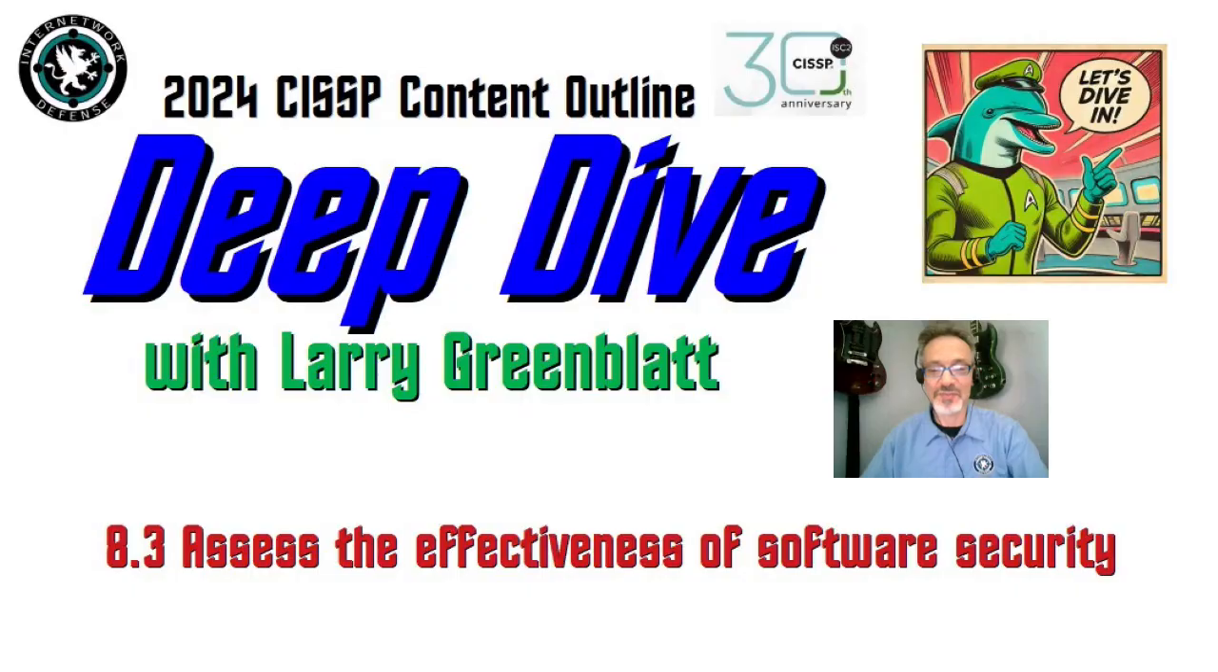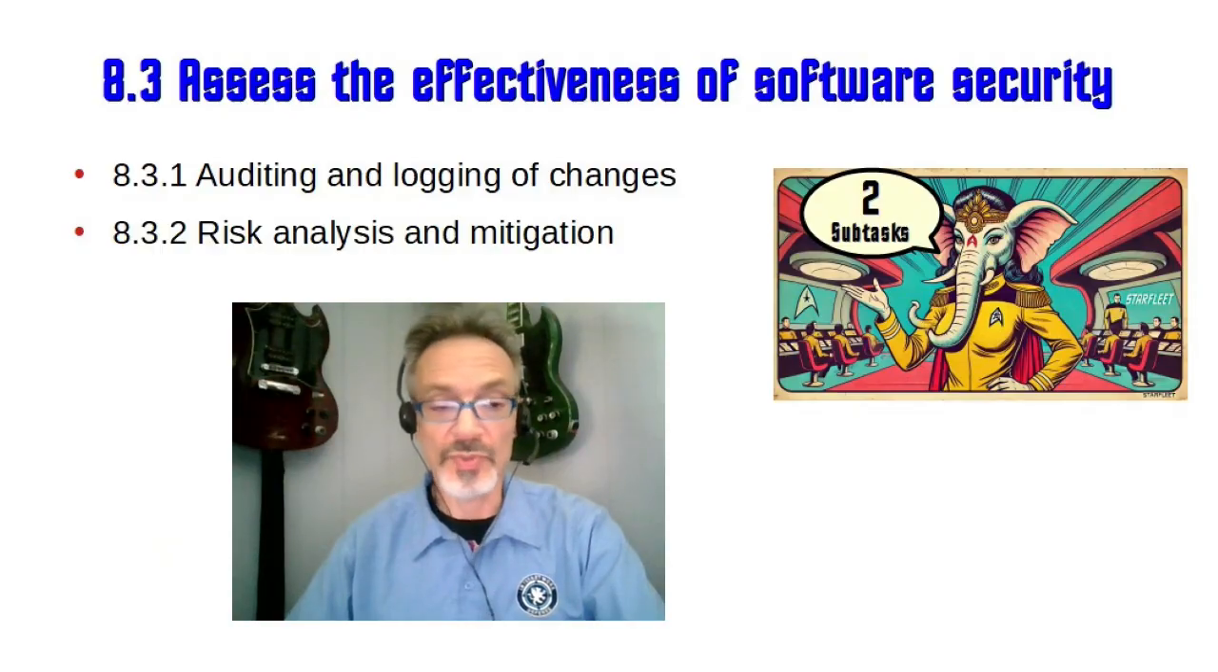Alright, let's move on. This task has two subtasks, which include 8.3.1, Auditing and Logging of Changes, a subtask that focuses on how we track, log, and review changes made to software, systems, and configurations. Auditing these changes is essential for ensuring accountability and preventing unauthorized modifications. We'll explore automated audit trails, regular log reviews, and compliance requirements.